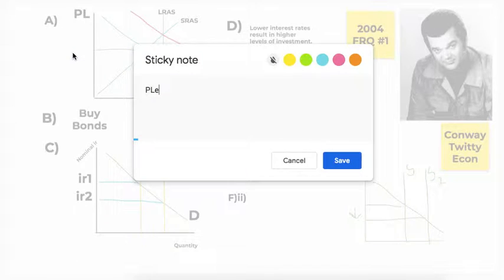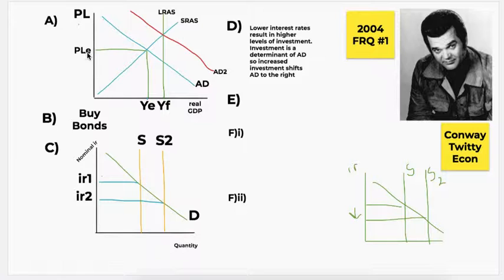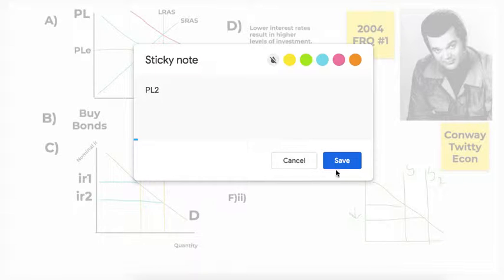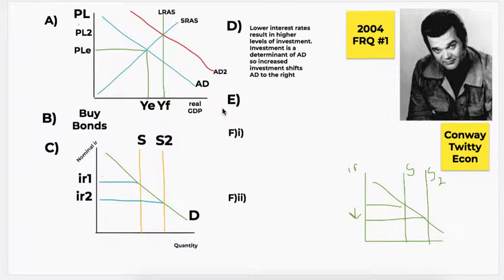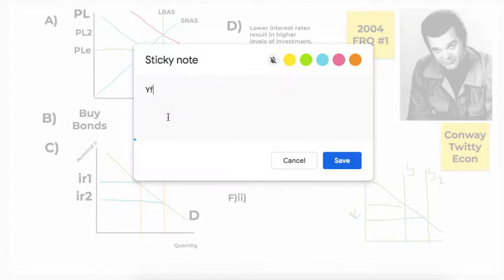And then we just need to show the new price level, which we will label as PL2. And we had this problem earlier where we had the same point labeled twice. Looking at the AP scoring guide, they just didn't label it again on this one. They just left it as YF. If you wanted to put Y2, I don't think it would be a problem, so I'm going to. But if you just left it as YF, that might work too.